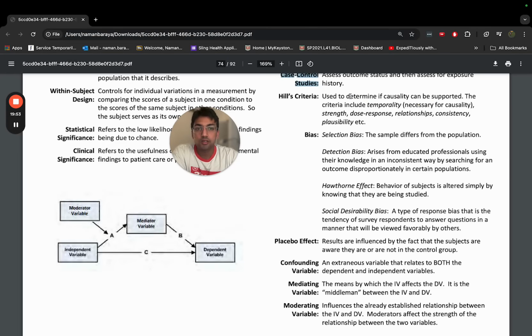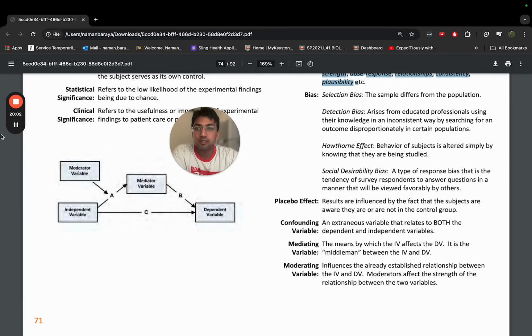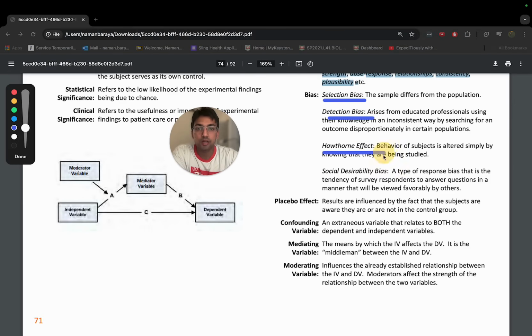Hill's criteria figures out if causality can be supported. This is not too high yield. I wouldn't spend too much time on this, but biases are pretty important. I would understand biases. So you have selection bias, detection bias, Hawthorne effect, social desirability bias.